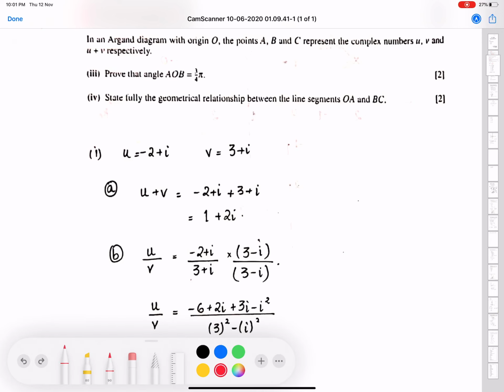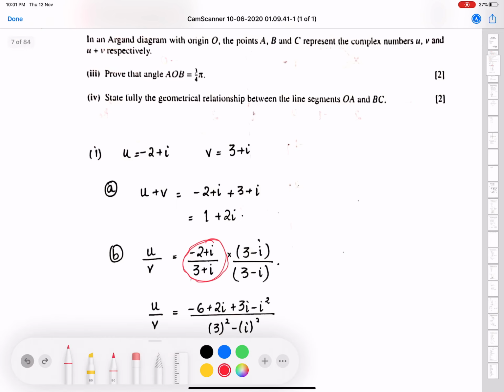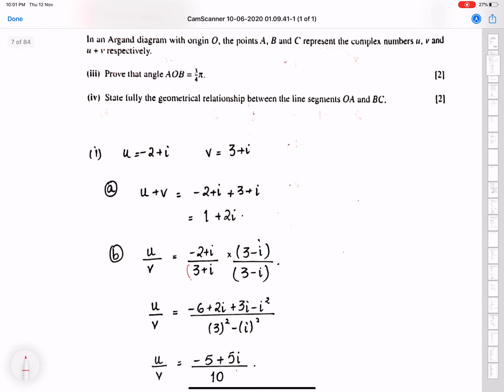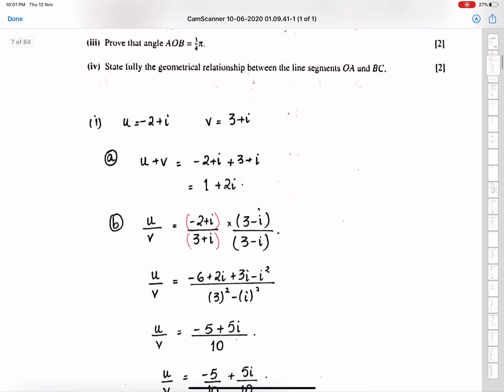And in u upon v, you need to rationalize this complex number. And you know, we rationalize a number from the denominator. We multiply and divide this fraction by the denominator with opposite sign. So in the denominator we have 3 plus i, so we need to multiply this entire fraction by 3 minus i over 3 minus i. In fact, multiply and divide. This is the way we rationalize the complex number fractions. You just need to simplify this carefully.